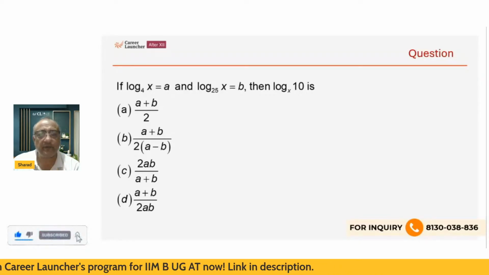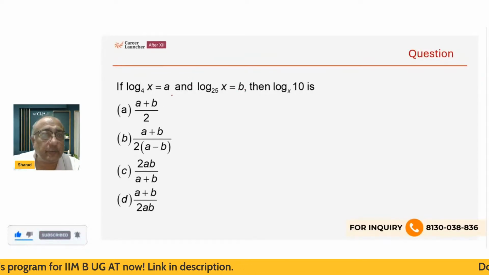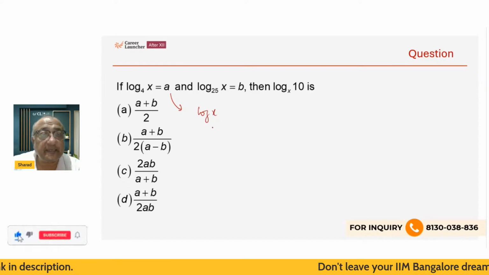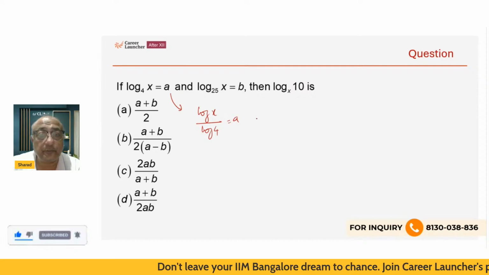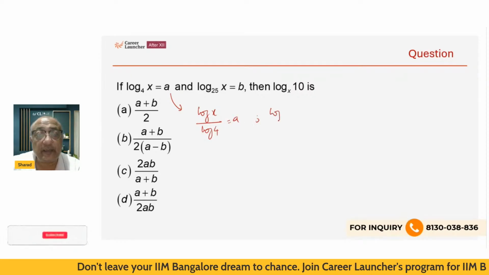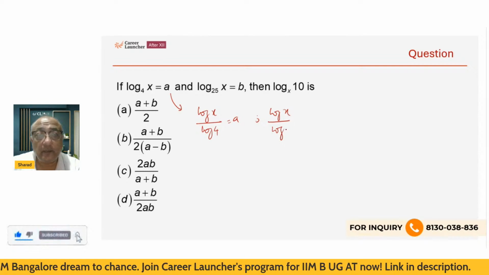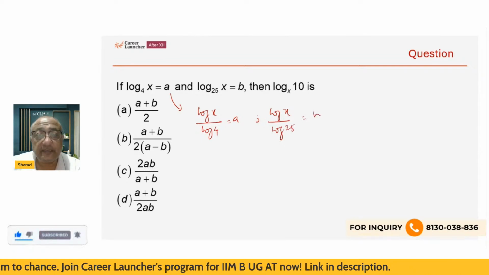You want me to solve it? Okay, let us do it. This question can be written as log x upon log 4 is equal to a, and log x upon log 25 is equal to b.